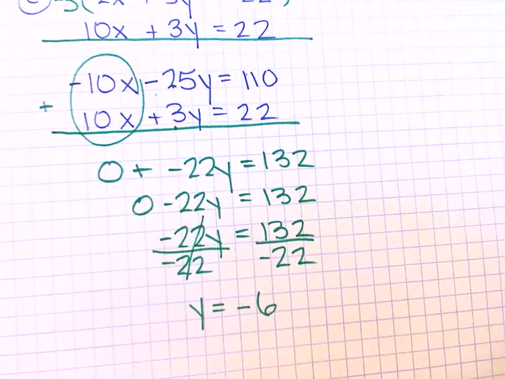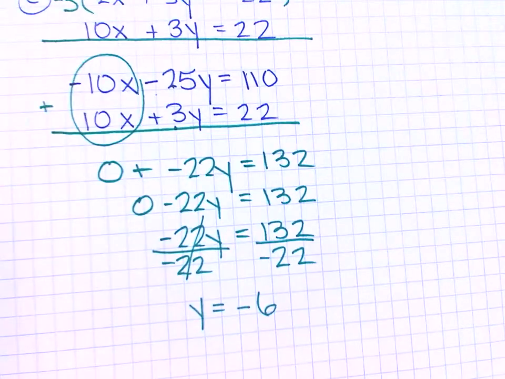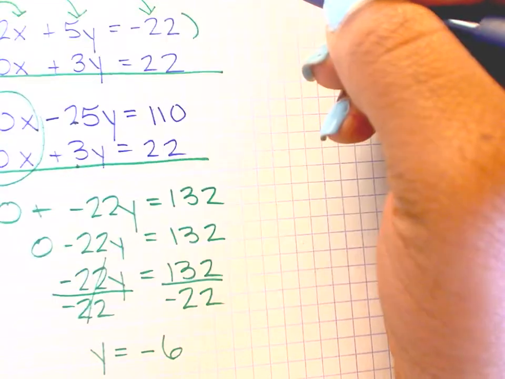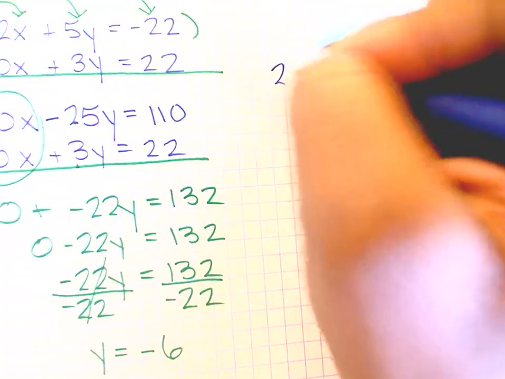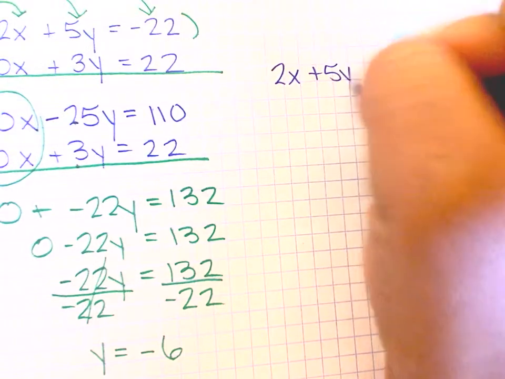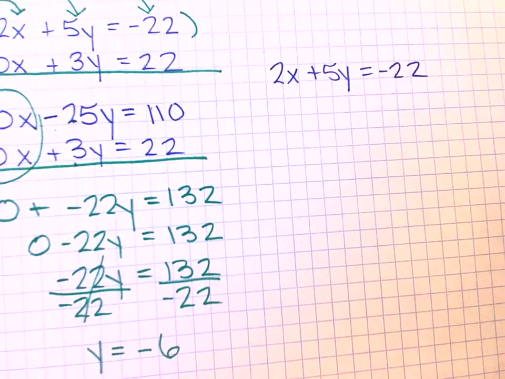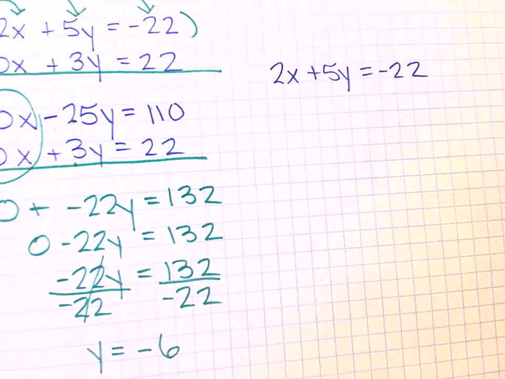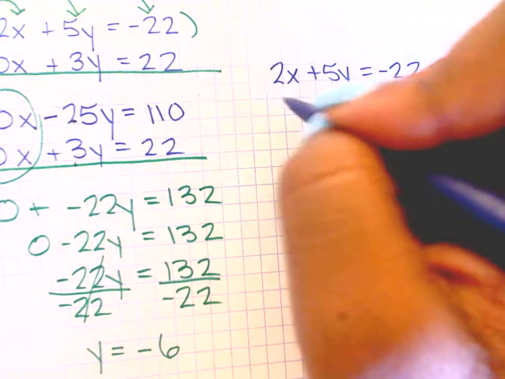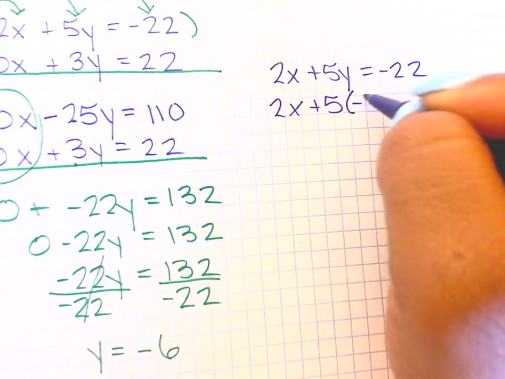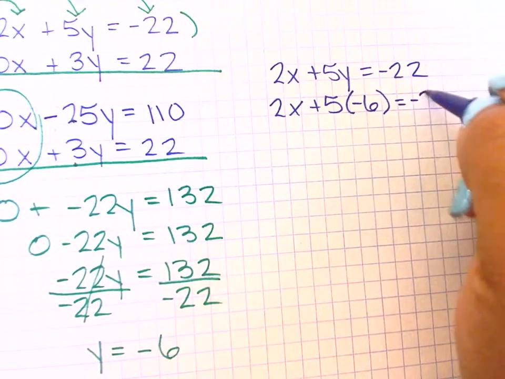Okay, so now that I solved for y, I need to plug it back into one of the equations to solve for x. Okay? So let's plug it into the first equation. 2x plus 5y equals negative 22. We know that y is negative 6. So I have 2x plus 5 times negative 6 equals negative 22.